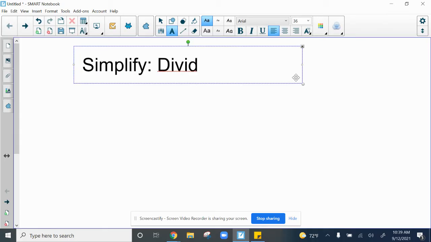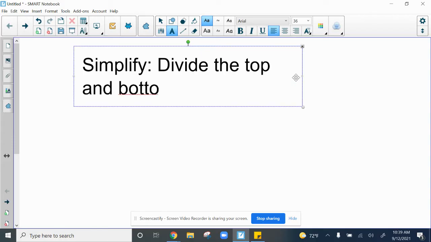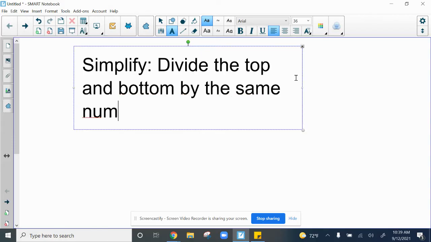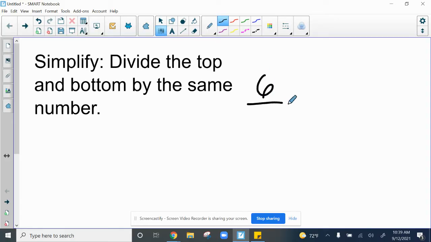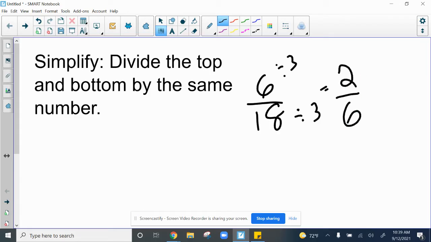We want to divide the top and bottom by the same number. Now, sometimes this will be possible and sometimes this will not be possible depending on the numbers. For instance, say I had the fraction 6/18. I'm looking at these numbers here and I know that I can divide 6 and 18. I'm going to start with 3 because I do know I can divide them both by 3. 6 divided by 3 is 2. 18 divided by 3 is 6.